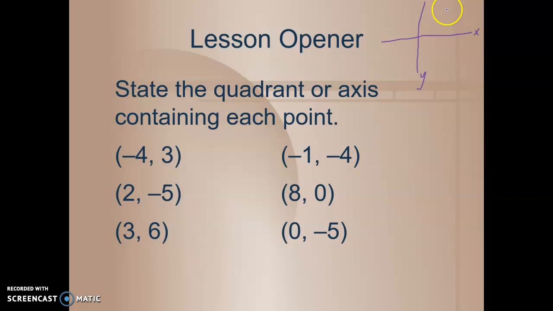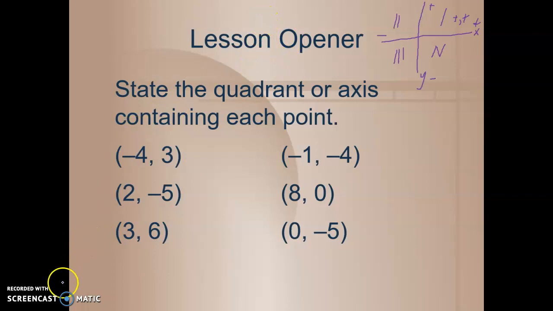In quadrant 1, we start in the upper right-hand corner and we move counterclockwise. So this is 1, 2, 3, and 4 using Roman numerals. X here is positive and it's negative if we go left. Y going up is positive and Y going down is negative. So therefore everything in quadrant 1 is positive, positive, and I will let you figure out the rest based on that pattern. So what quadrant is negative 4, 3 in?